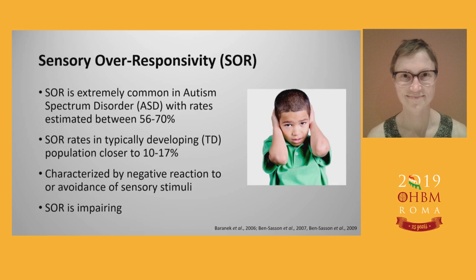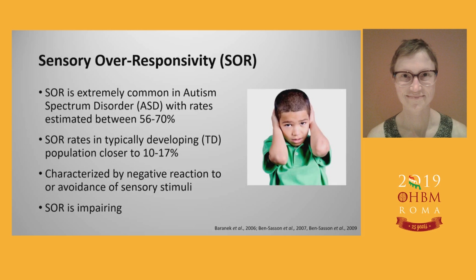Sensory overresponsivity is characterized by a negative reaction to or avoidance of sensory stimuli that would not be considered aversive to most people, such as tags in clothing or certain kinds of sounds. And it is very impairing for the people who have it. In autism, we see that it's related to greater autism symptom severity overall and worse functional impairment.